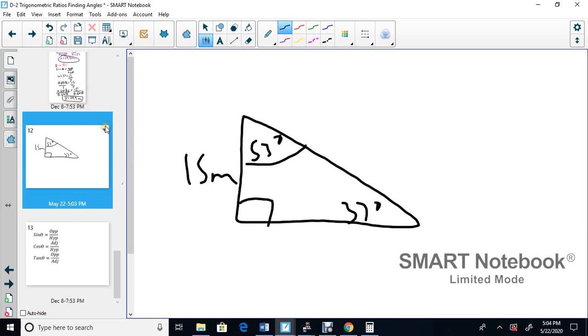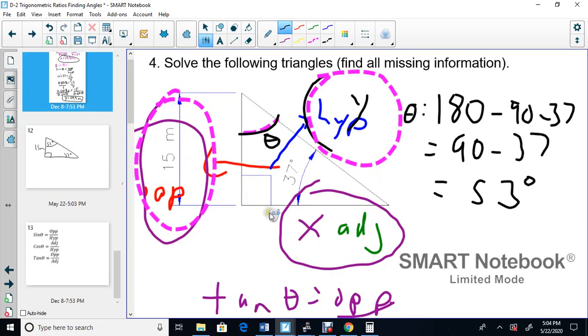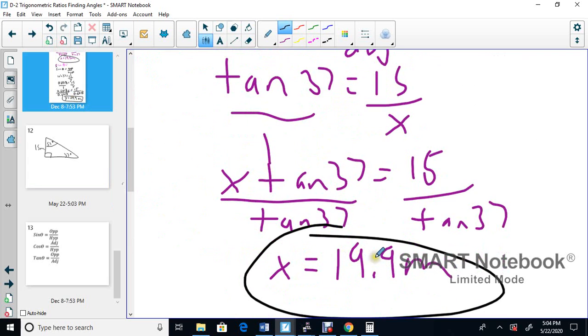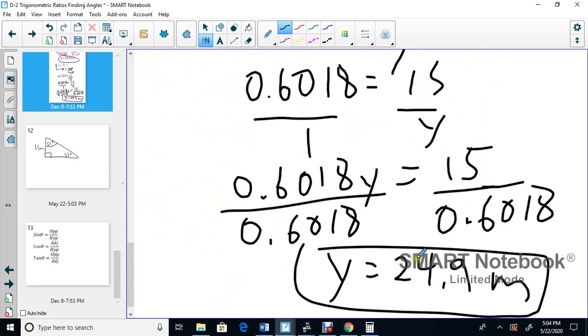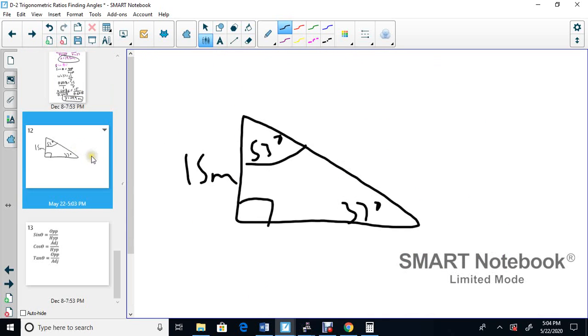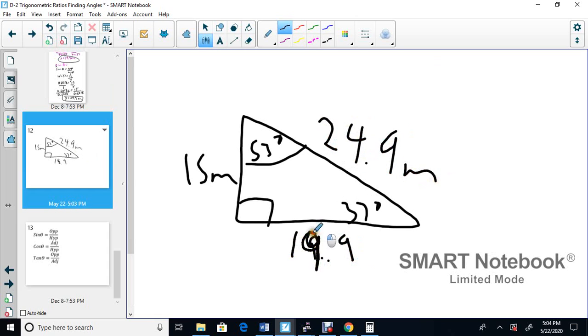And the last two lengths: one length is 19.9, and the hypotenuse is 24.9. So we found all the sides and all the angles of this triangle. We've solved it. We know all the sides and all the angles, and that's what it means to solve a triangle.